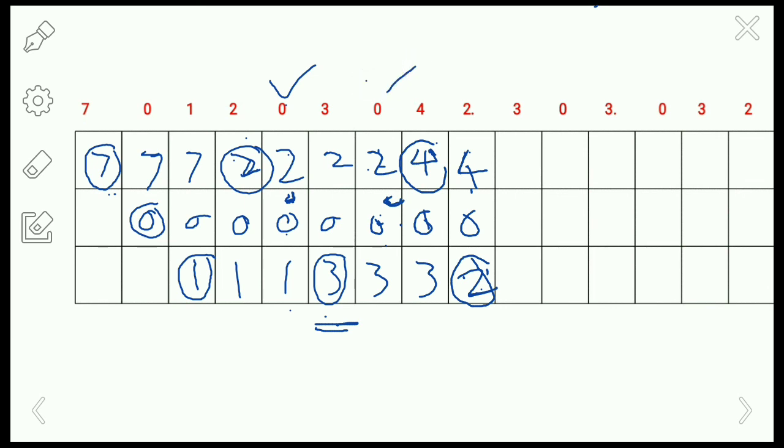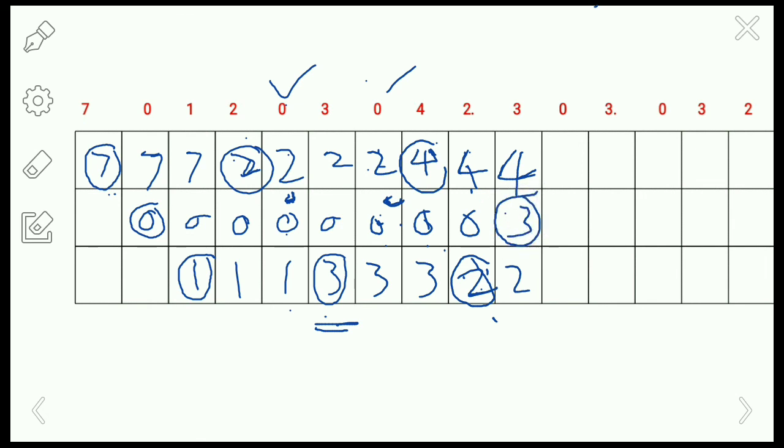So next one is page 3. Here 4 is recently used, 2 is recently used, and 0 is not recently used, right? So that's why we are going to replace 0 with 3. 4, 3, 2. So there is a page fault. We are going to circle this one.